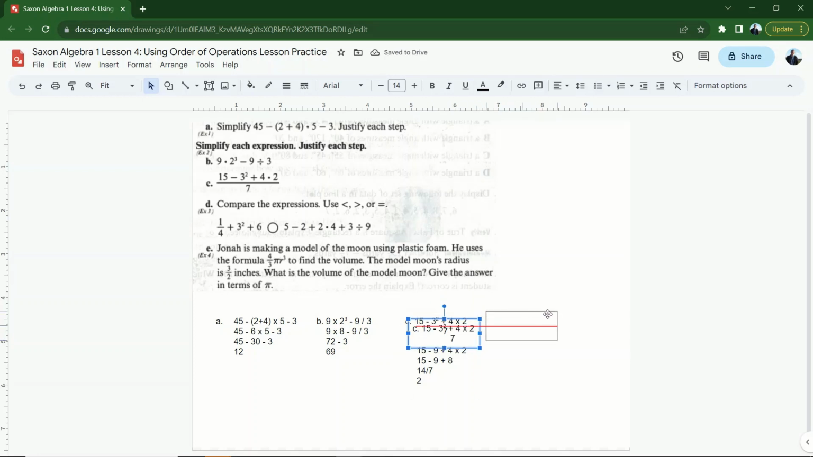All right, letter D. I need to figure out whether the expression on the left is greater than, less than, or equal to the expression on the right. So this is a two-step problem.